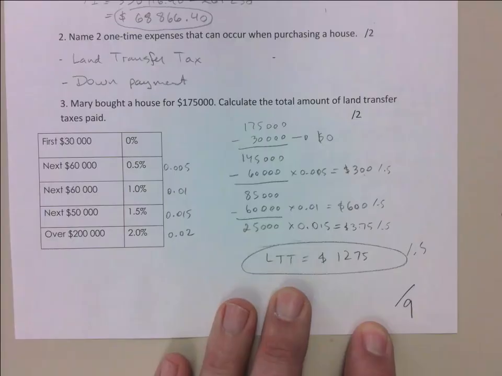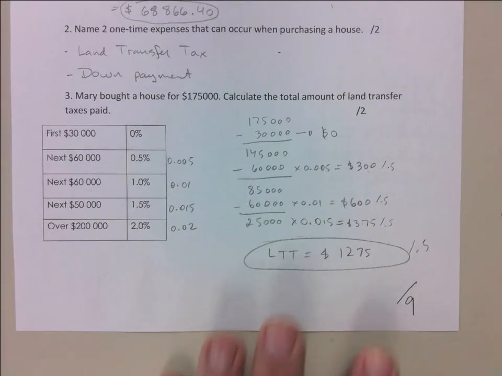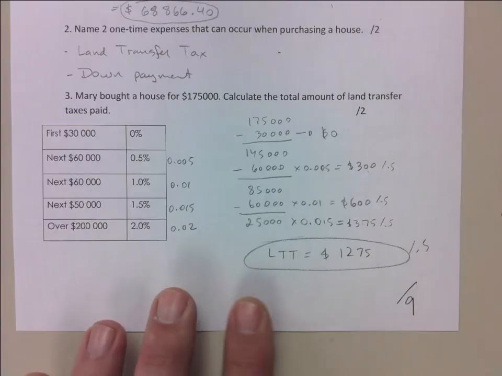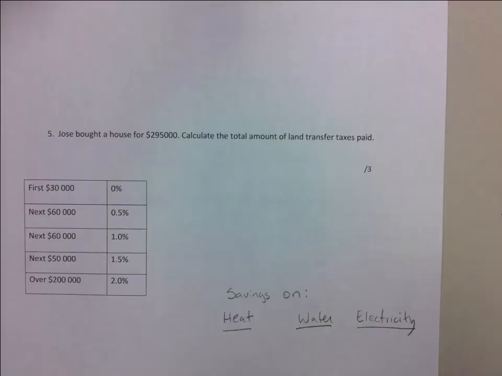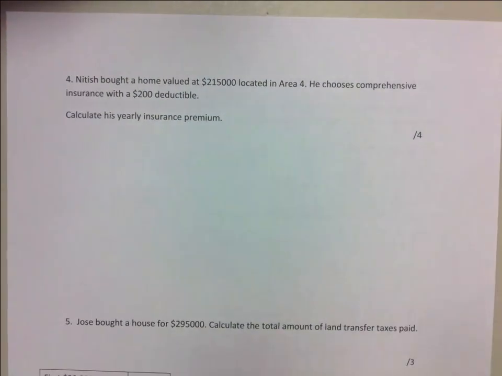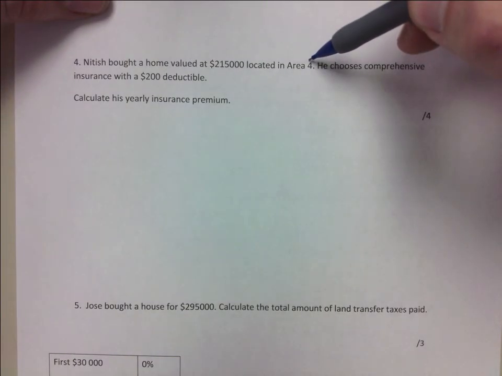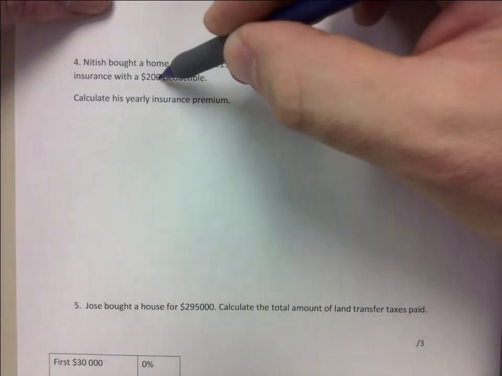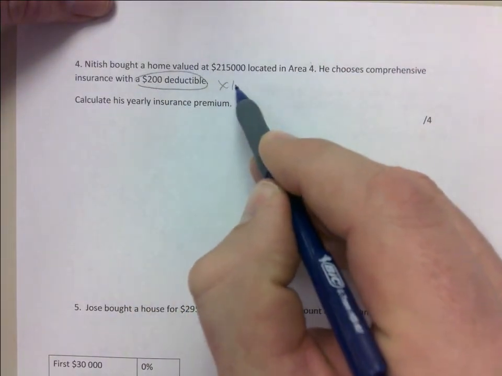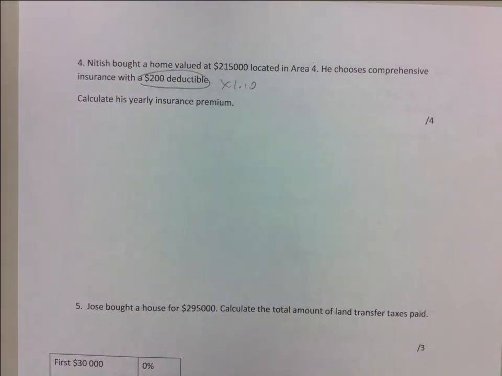Back side. Okay. Nitish bought a home valued at $215,000, located in area 4, comprehensive, $200 deductible. Oh, that one. That means I'm going to have to go times 1.10, right? I hope you start reading them that way.